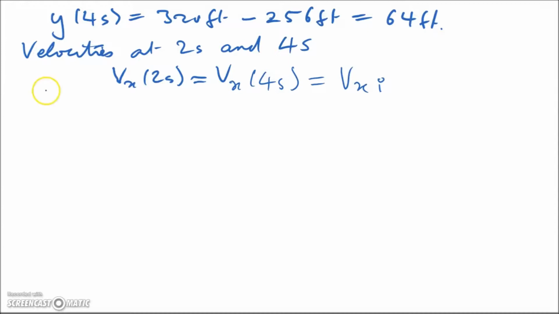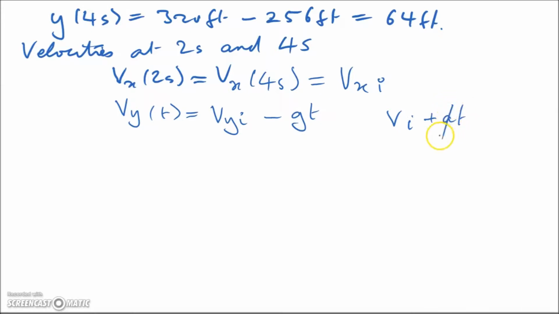For the y velocity, we need to use the equation that the velocity at a particular time is equal to the initial velocity in the y direction minus gt. So in general that equation would be v initial plus at, but here a becomes minus g. Okay, so all we need to do now is substitute in the numbers.